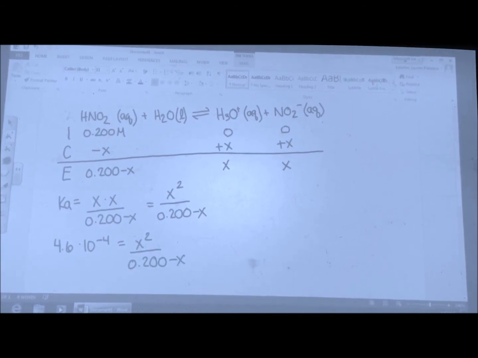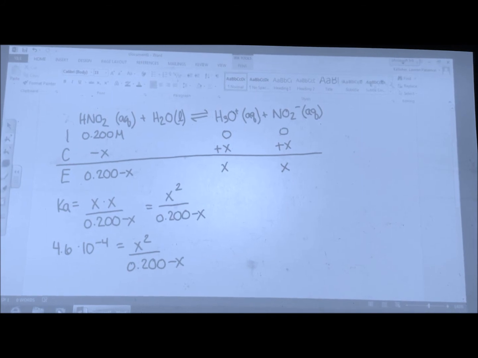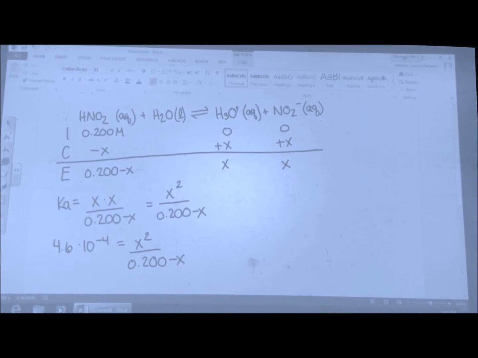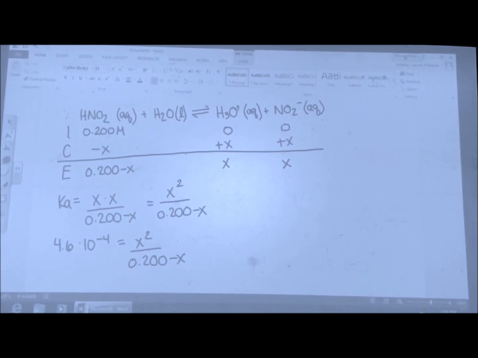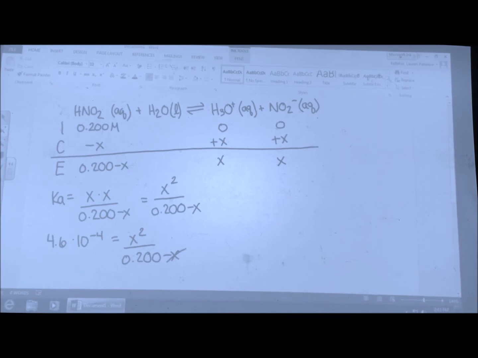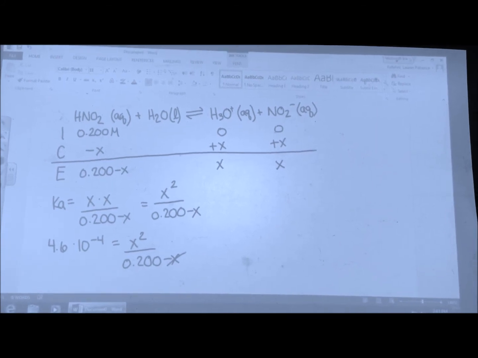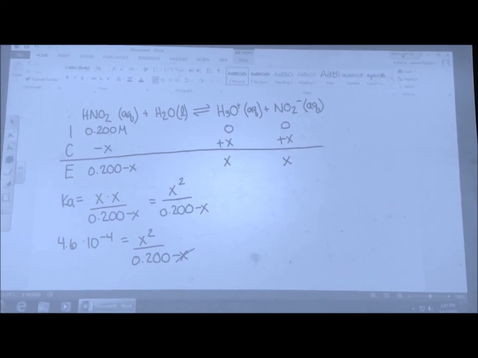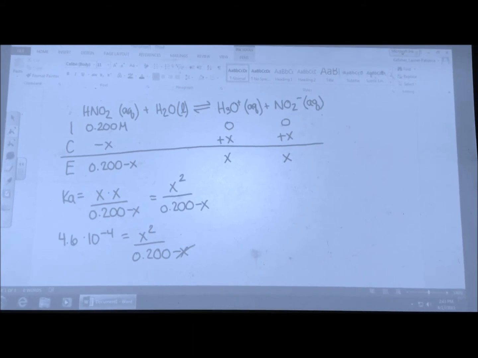0.200 minus x. At this point, we should realize that with such a small Ka value, we can make the approximation that x is small and can cancel it out. This means that the change in the initial concentration is so small it is considered negligible. This can later be confirmed. So from this point, we can solve for x.